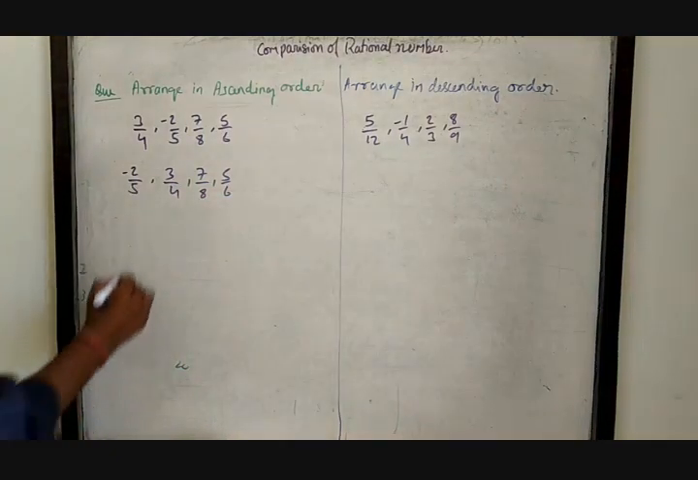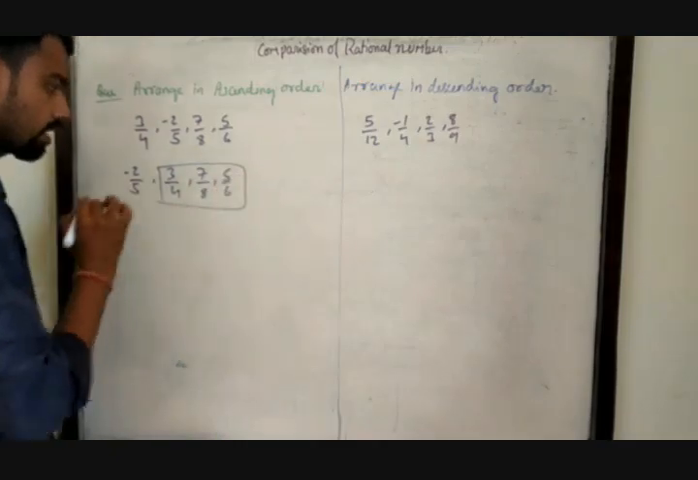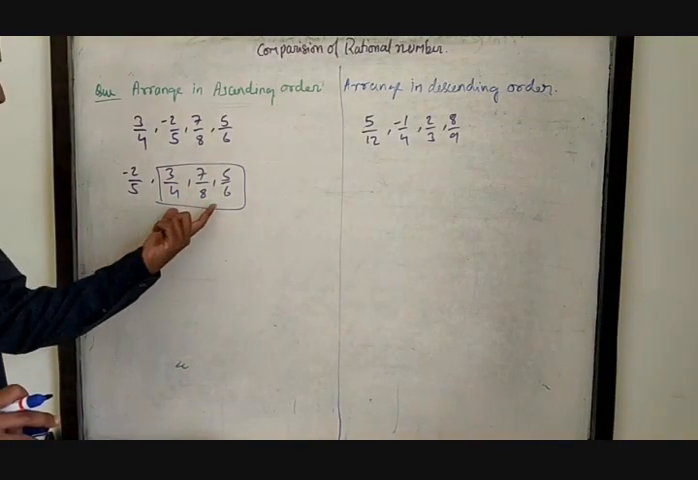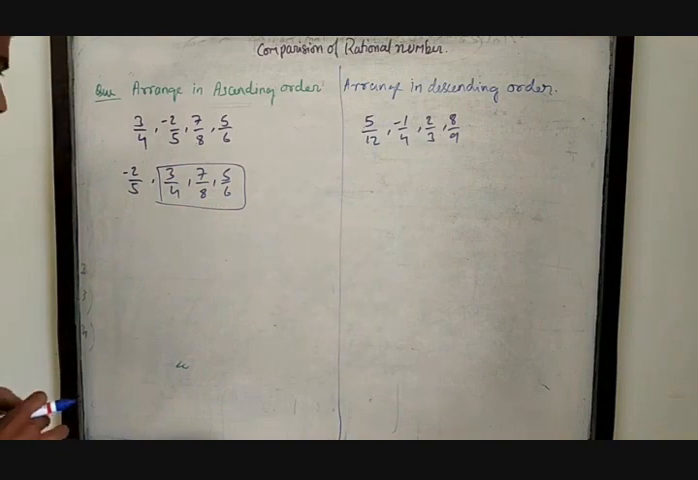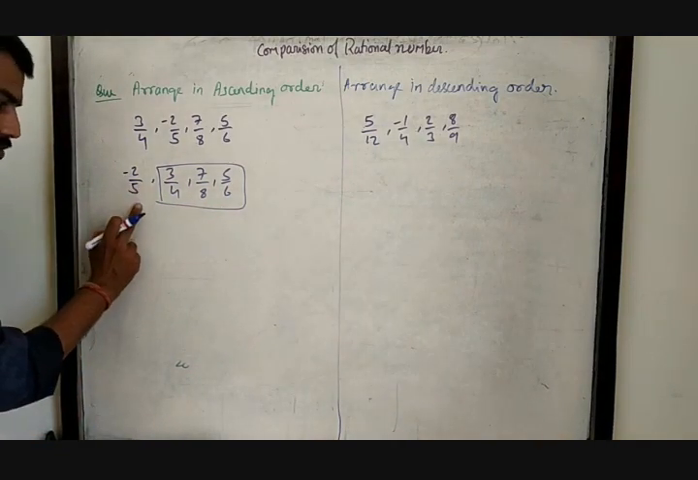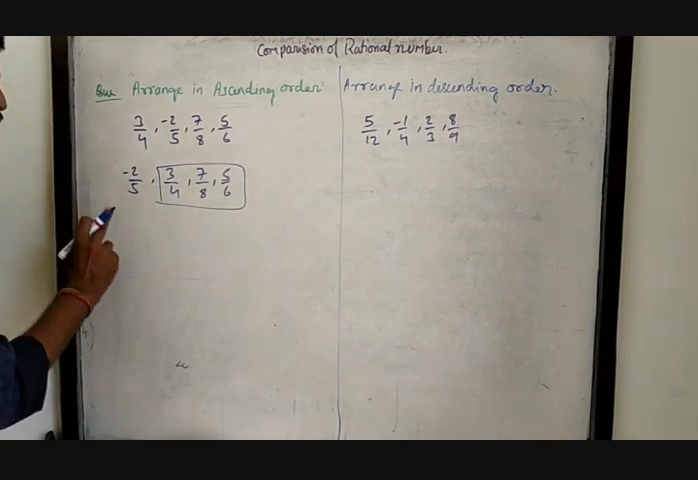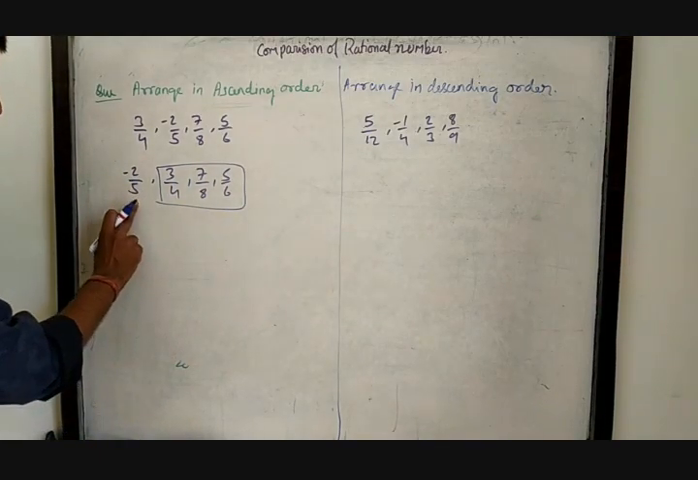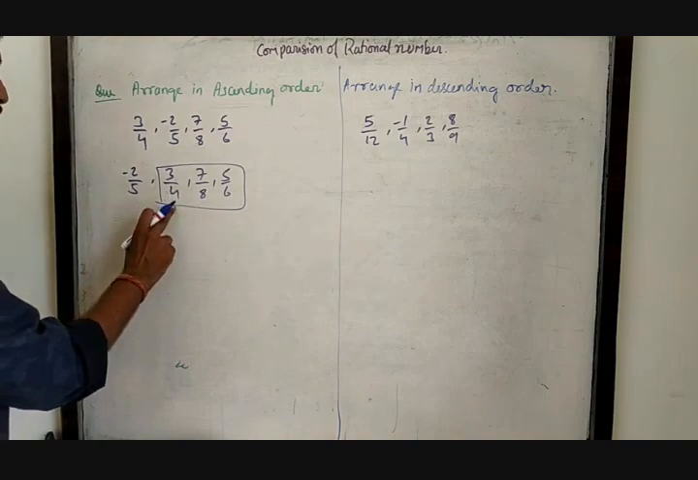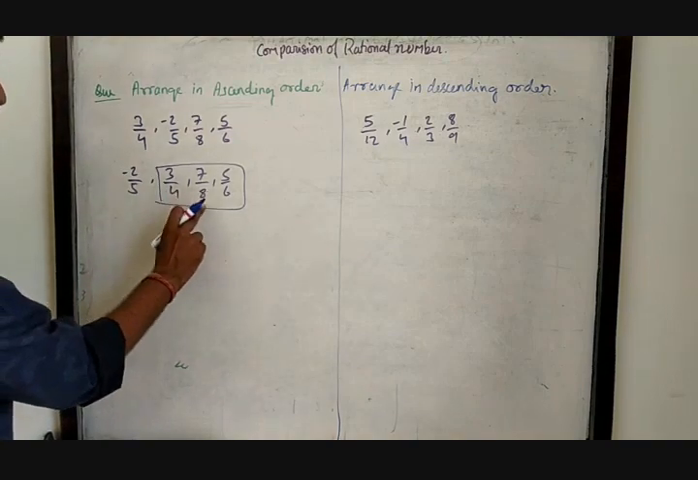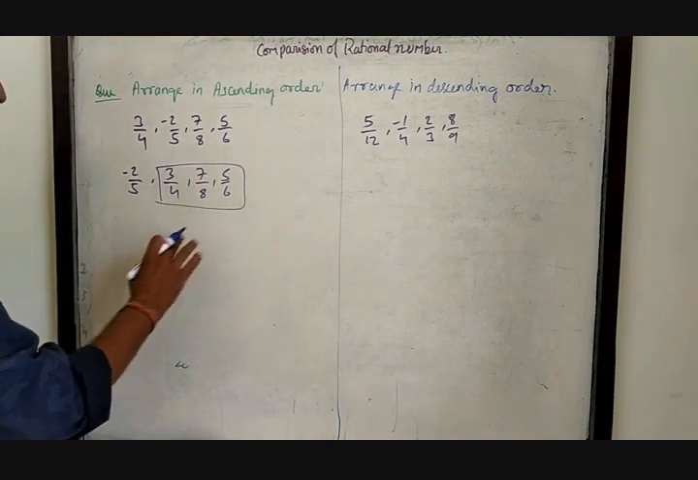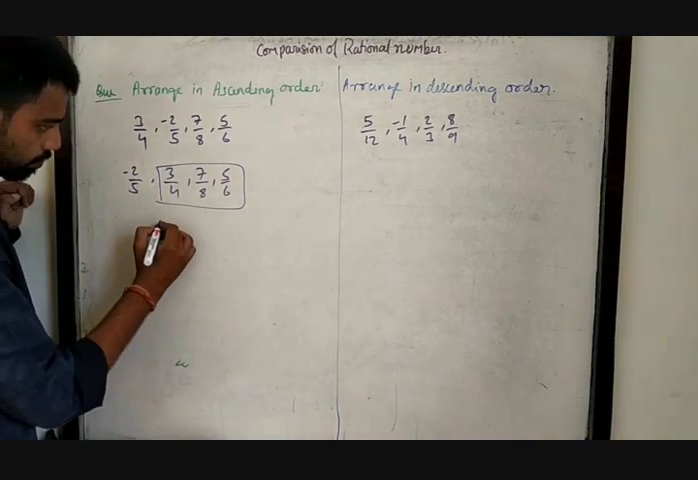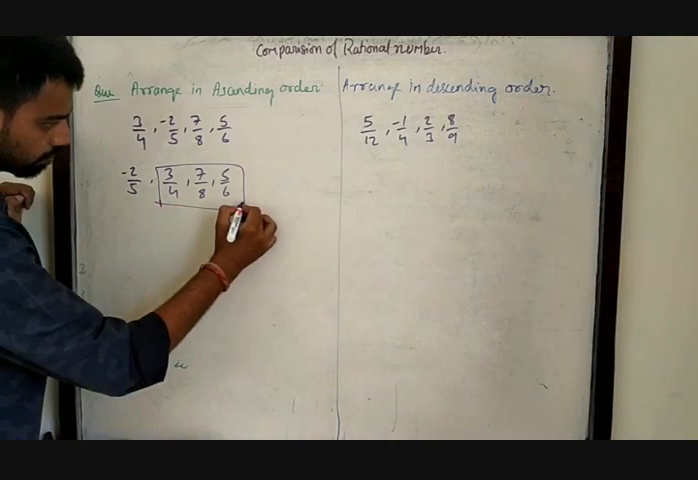Now we have to look at this part. We cannot yet decide the order of these three. So this will be the first number. In ascending order we have to move from smaller to bigger. The next bigger number will be chosen from these three, and then the next bigger number after that.